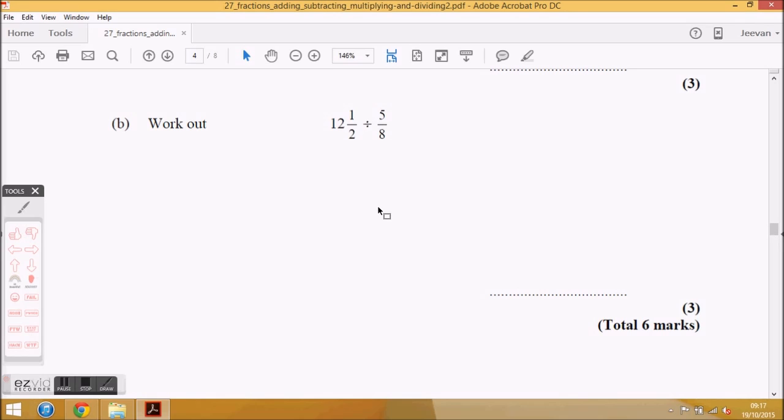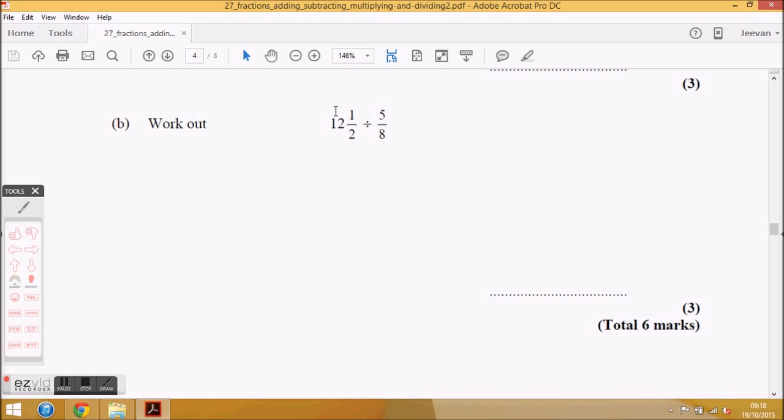Okay, if you have a look at this question here, it says 12 and a half divided by 5/8. This is slightly different to our two previous examples because now we have a mixed number. A mixed number is where you have a whole number and a fraction. So whenever you have mixed numbers, you want to convert that mixed number into a top-heavy fraction before you carry out any addition, subtraction, multiplication, or division.